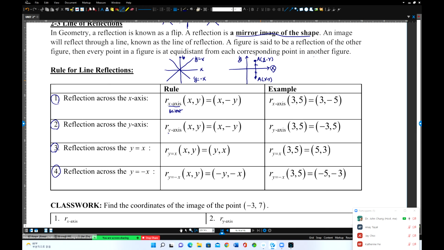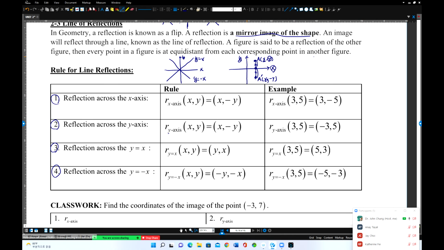X doesn't change. X is the same. This is also x, x. But this is y, going down the same distance. It's going to be minus y, okay? So over the x-axis, x doesn't change. The other one is negative. If we have 3 and 5, don't touch the first number. The second number becomes negative. Up to bottom, take it down. Flip the sign: 5 to negative 5.